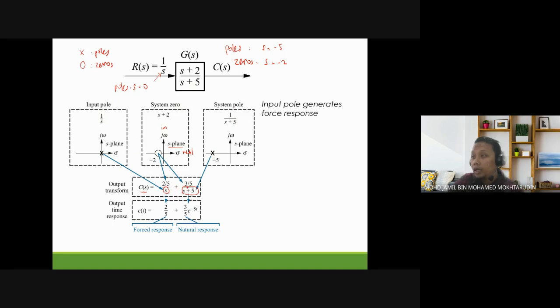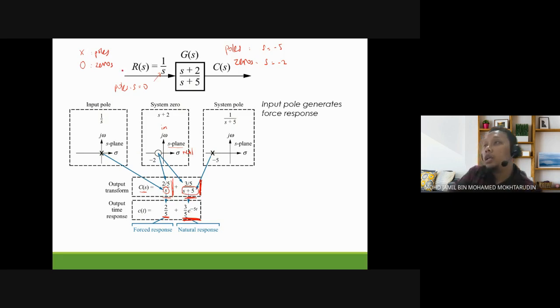And then when this frequency response is converted to time response, we get the first part here, which is from the input, becomes a constant that corresponds to the force response. And then the second part here, which is coming from the system or the G(s), when converted to time response, you get the natural response. So the first portion represents the force response, and the second portion represents the natural response.